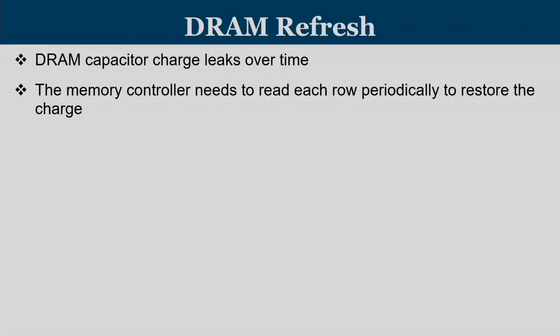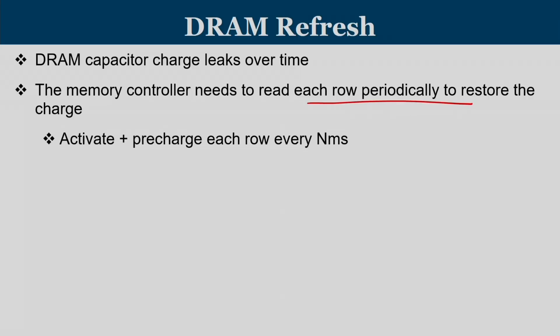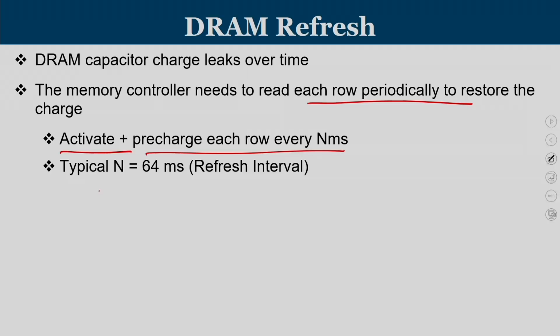So the memory controller needs to read each row periodically to restore the charge. So activate, pre-charge each row at every n millisecond, where n is typically the refresh interval. So this refresh interval of 64 millisecond means that every 64 millisecond a DRAM cell has to be refreshed. That means contents have to be transferred into the row buffer and then stored back.